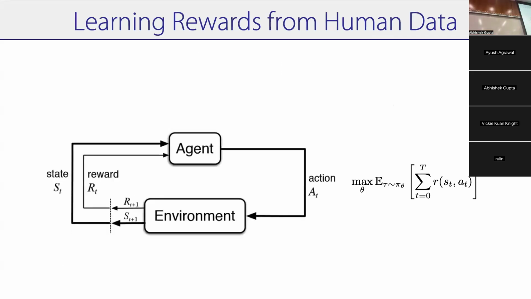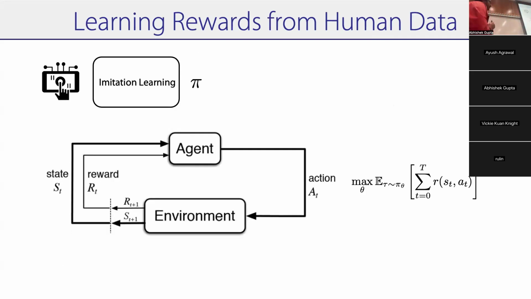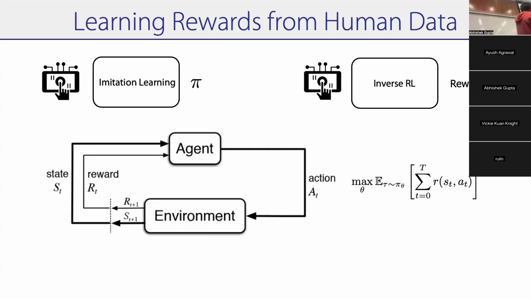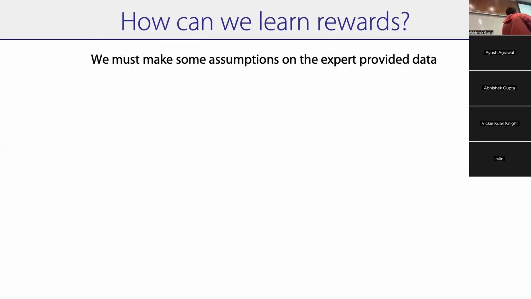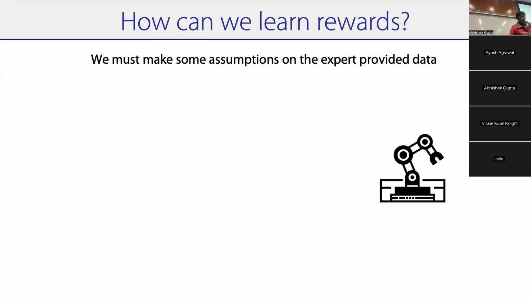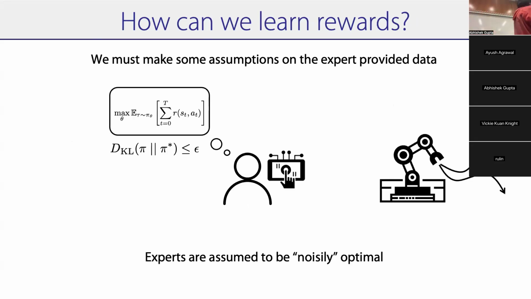Okay, so how do we learn rewards from human data? You're going to have some set of data that you get from an expert, some set of traces. You then want to find what reward can best explain that data, right? That's the point of inverse RL. And so we need to make some assumptions about the expert provided data. We're going to assume that the expert provided data is close to optimal, that it is noisily optimal.